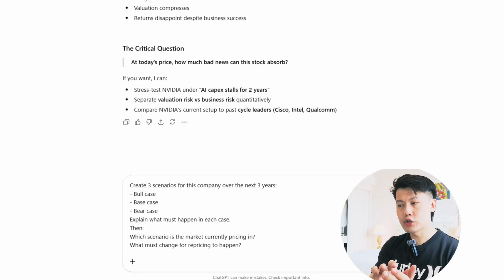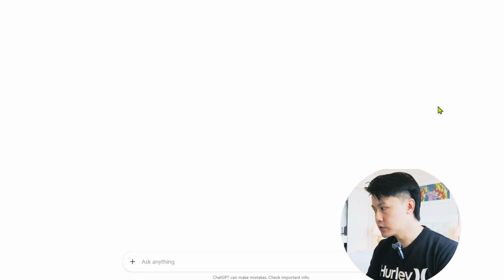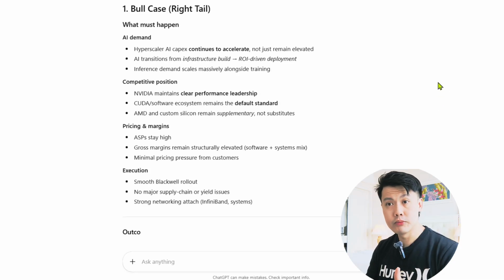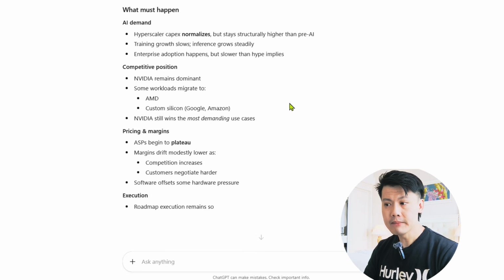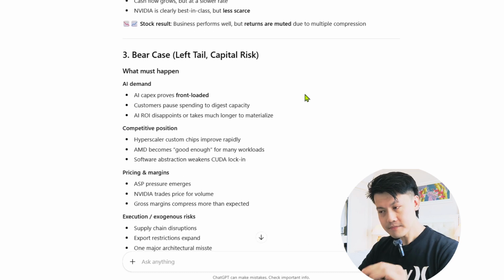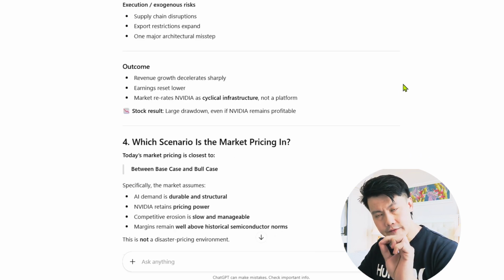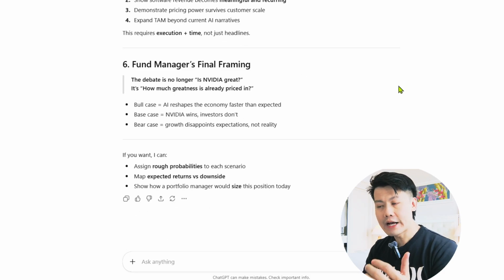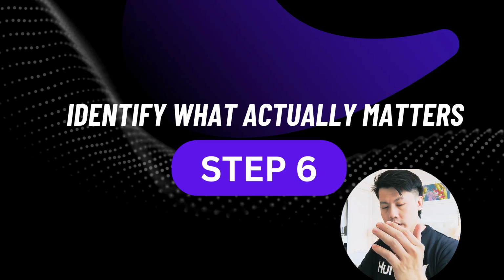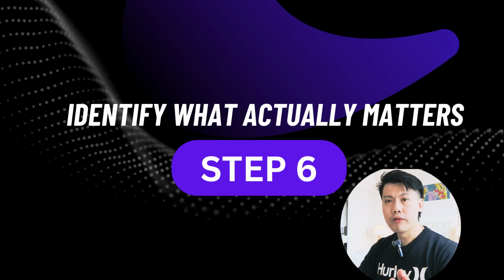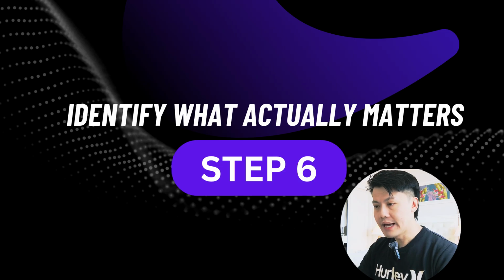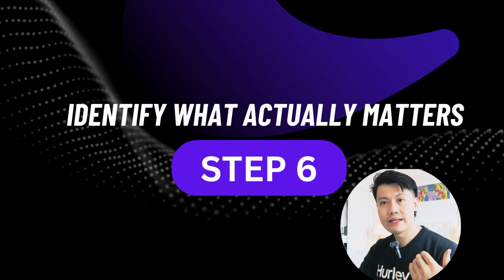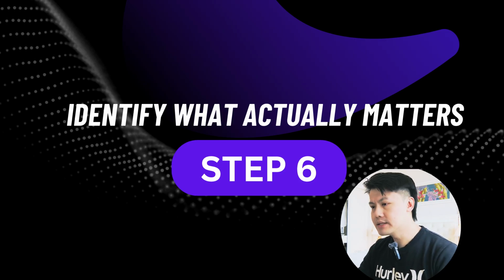So this is how you can stop reacting emotionally to news, to all the noise, to all of the social media postings. Okay, so when you have that done, the next step is simple, but it's very, very critical. Use ChatGPT to identify what actually matters, right? Markets are just full of noise. It's very noisy. Every day there's breaking news, analyst upgrades, social media opinions, and price movements that look important.